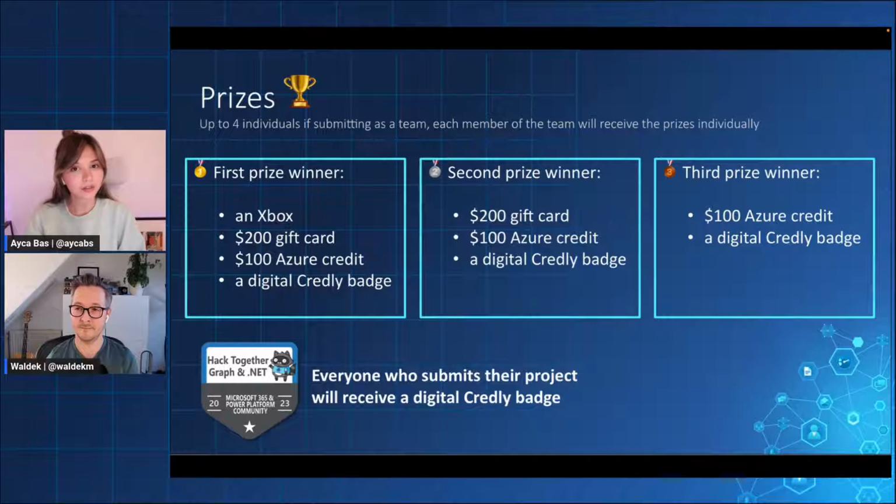And we have some other categories, criteria we check for you to give you some more prizes. If you take the first place, the first prize winner will get an Xbox, a $200 gift card, and a $100 Azure credit with a digital Credly badge. If you're joining as a team of 4, everyone in the first prize winner team will get an Xbox, $200 gift card, $100 Azure credit, and digital Credly badge. So you don't have to share the Xbox.